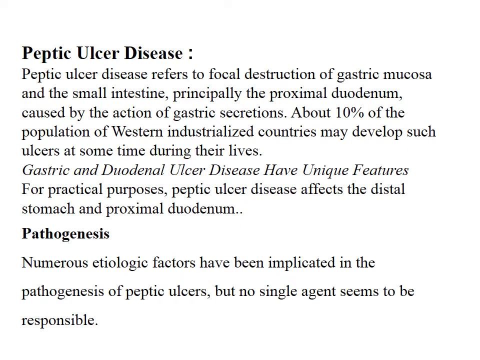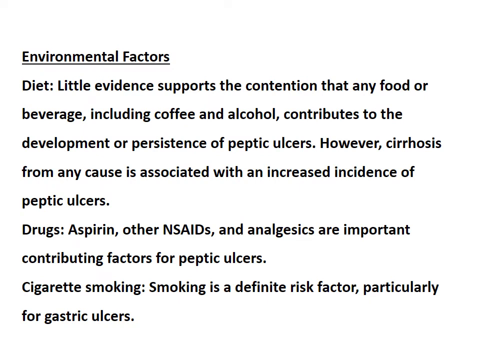Pathogenesis. There are numerous etiologic factors in the pathogenesis of peptic ulcer, but no single agent. Of these factors, we have the environmental factors and the congenital factors. The environmental factors include the diet; some foods like coffee and alcohol contribute to the development of persistent peptic ulcers.